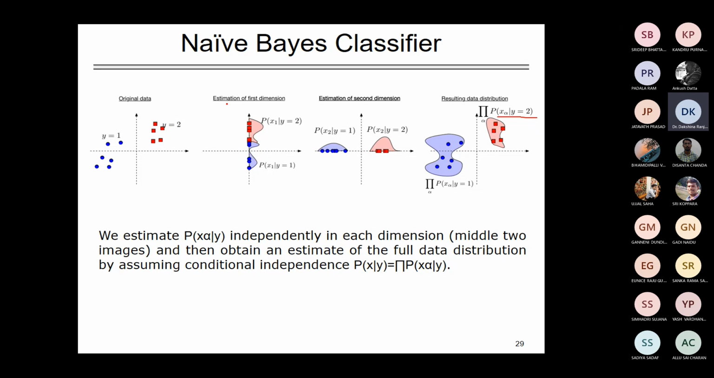So here we are considering the first dimension and the second dimension. We are estimating the probability in the first dimension and estimating the probability in the second dimension independently, and then we obtain an estimate of the full data distribution by assuming conditional independence. After having the independent estimation for each class, we will obtain an estimate of the full data distribution by assuming conditional independence.